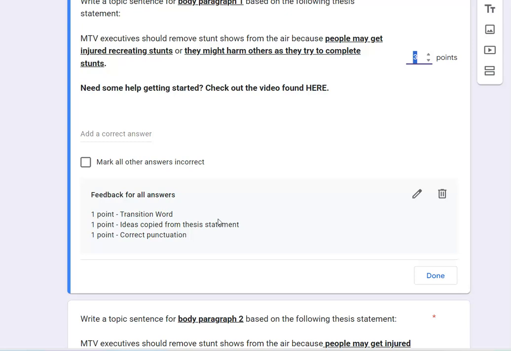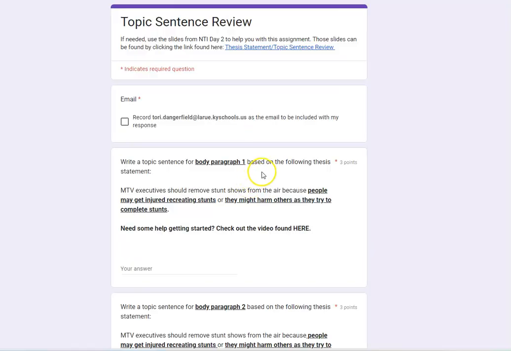Last thing I'm going to be looking for is correct punctuation. I better see sentences that start with capital letters. I better see periods at the end of the sentence and punctuation in between if it is needed. So again, each question, 3 points. Those are the 3 things that I'm going to be looking for.